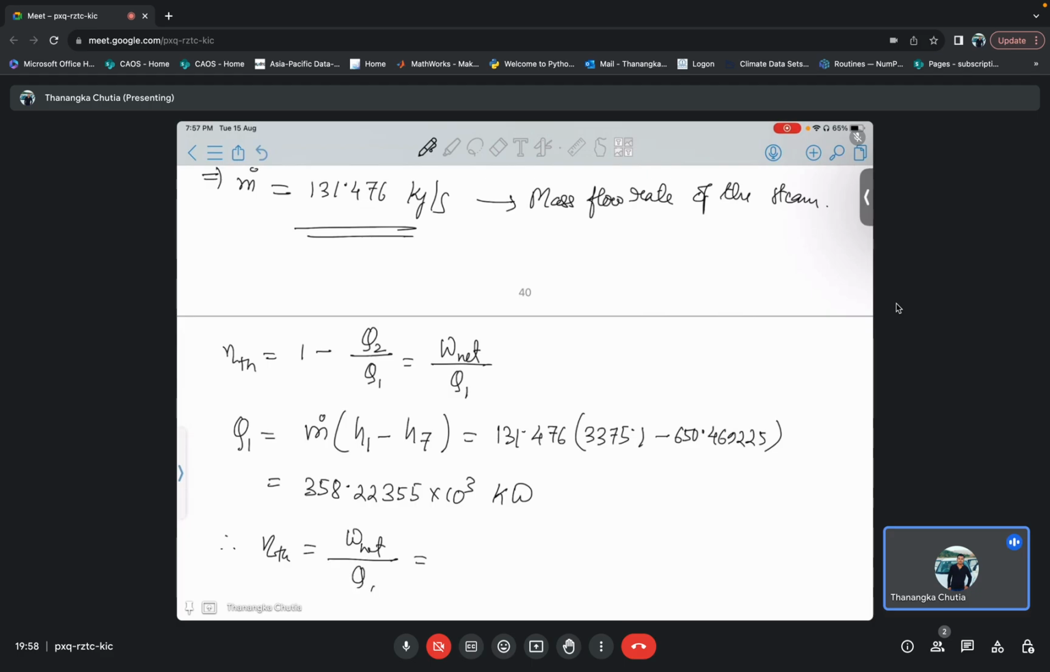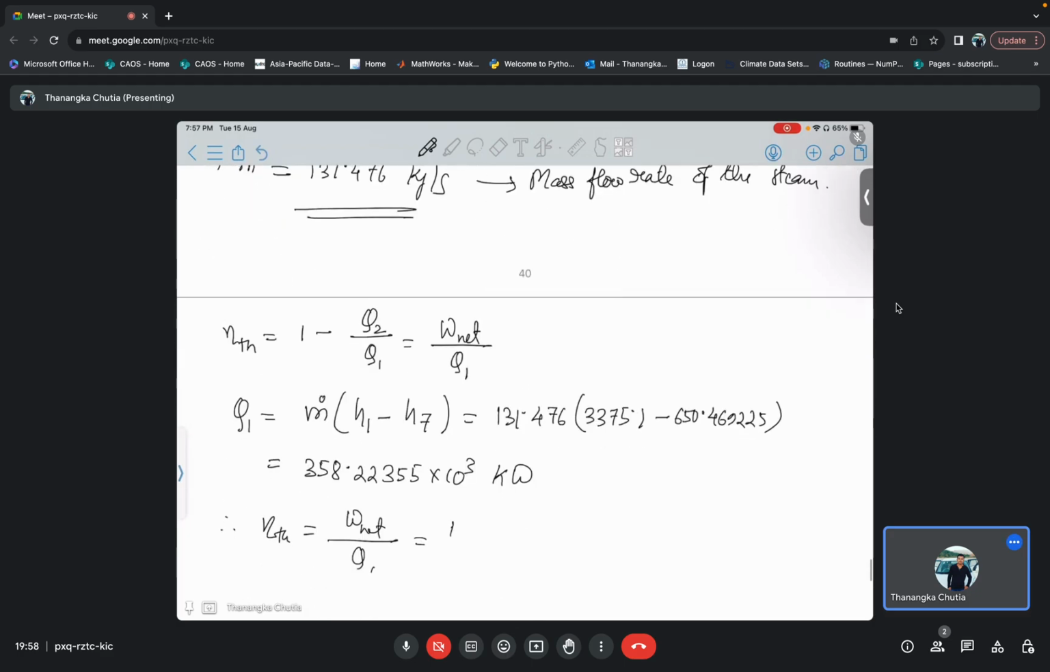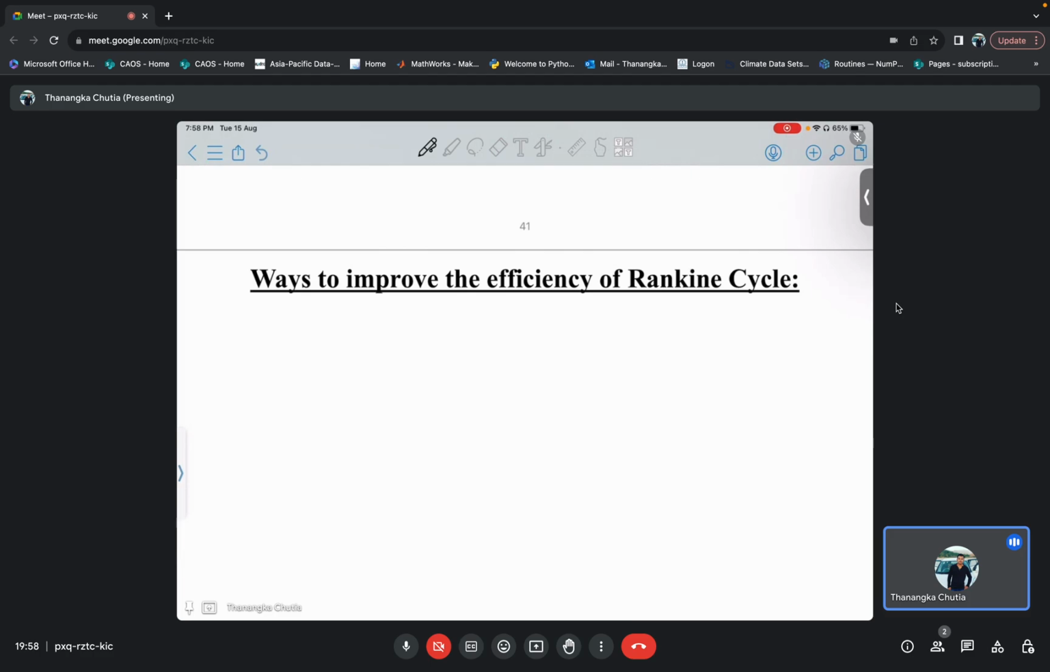Therefore eta thermal is equal to w net by q1, and w net is 150 into 10 to the power 3, divided by 358.22355 into 10 to the power 3. So 150 by 358.22355 is 41.87%. Basically, we have studied different ways to improve the efficiency of the Rankine cycle.